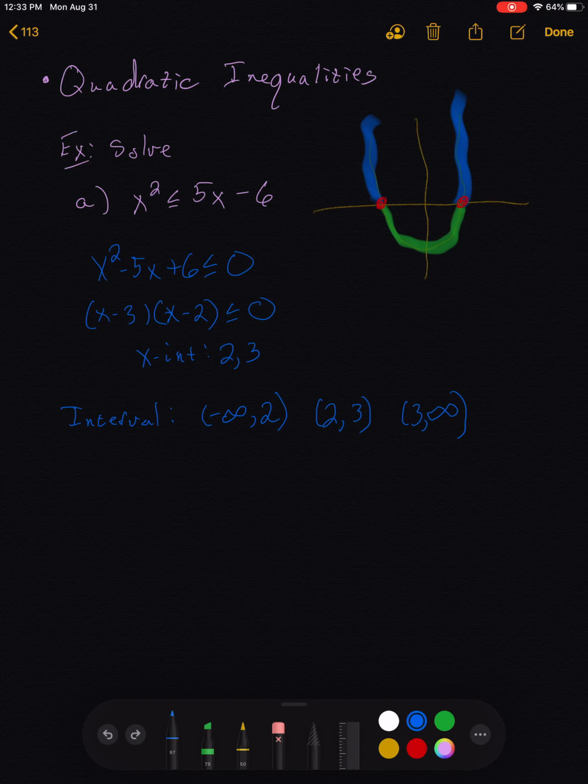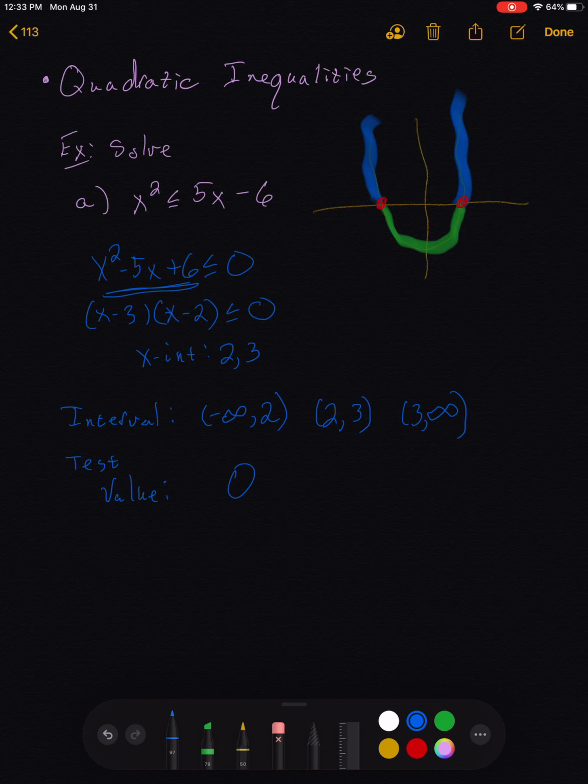Okay, so next, what I need to do is pick a test value on each interval. And what I want to do with these test values is determine whether the expression, in this case x squared minus 5x plus 6, is positive or negative on that interval. The test value can be anything you want as long as it lies in this range. So from negative infinity to 2, the number 0 is in that interval, and 0 is probably the easiest number to use, so we'll go with that.